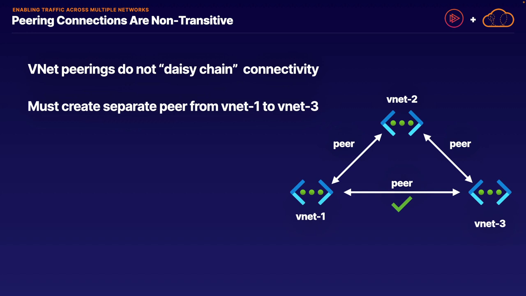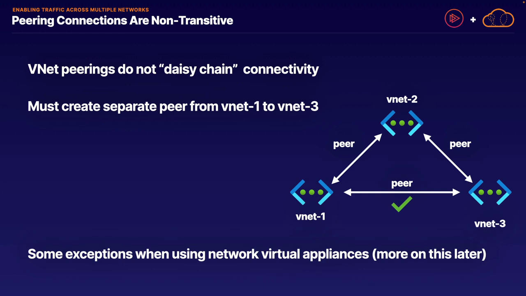Now, with that said, there are a couple very specific exceptions we're going to talk about in a later lesson that deal specifically with virtual appliances or also the Azure Firewall service. However, by default, outside these very specific scenarios, VNet peering is not transitive between more than two networks.